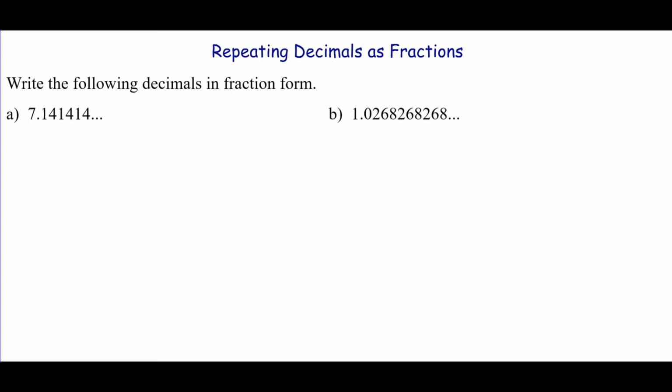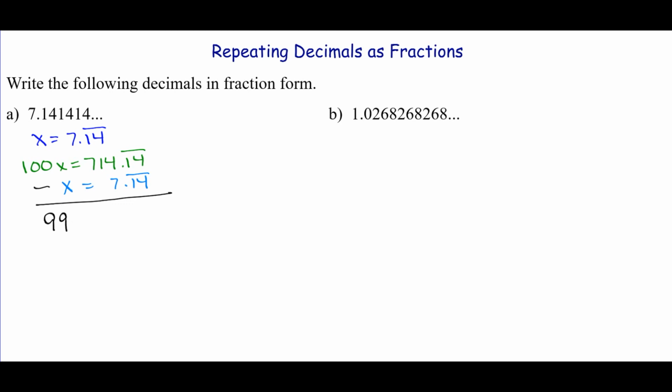So looking at a couple examples here, we want to write the following decimals in fraction form. So 7.14 repeating. There are 2 digits repeating here, so we want to multiply by 1 followed by 2 zeros. So we're going to multiply both sides by 100. So I'm going to go 100x equals 714.14 repeating. Again, writing the original underneath that, and then we're going to subtract these. So we're going to get 99x equals 707, and then the 0.14s will cancel out, and then we get x equals 707 over 99.